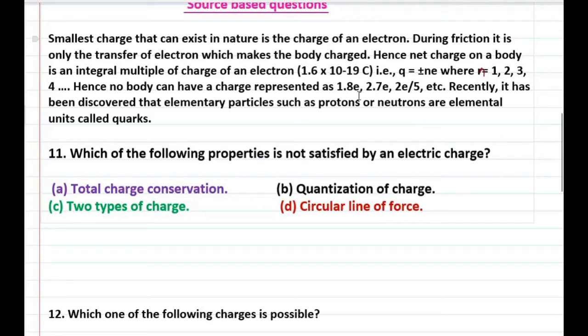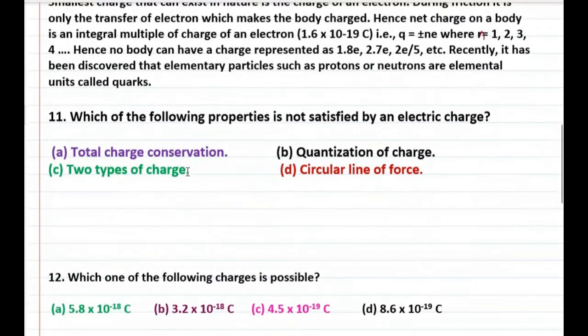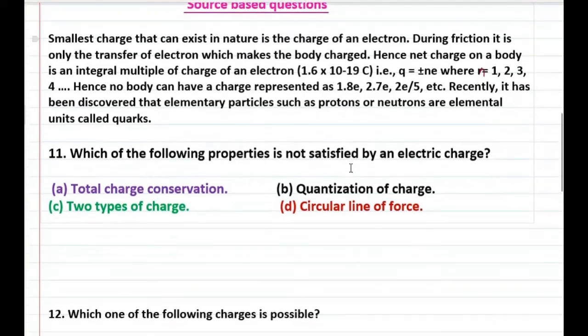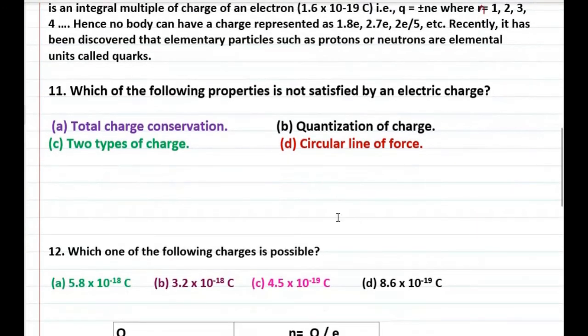Recently, it has been discovered that elementary particles such as protons or neutrons are made of elemental units called quarks. Still, the charge is given by Q is equal to nE, and n should be an integral multiple of the charge.